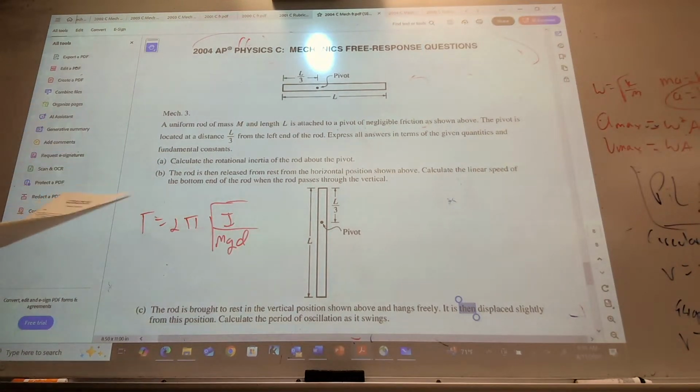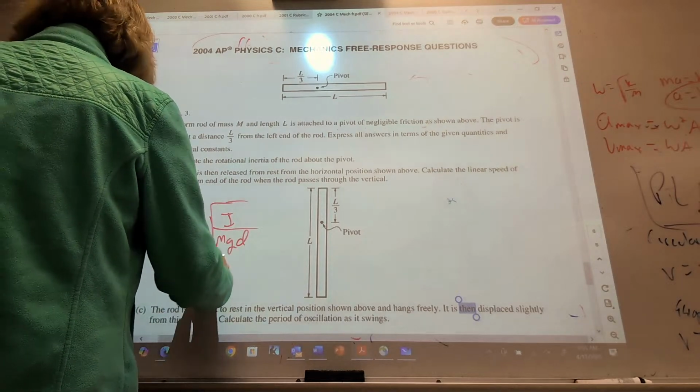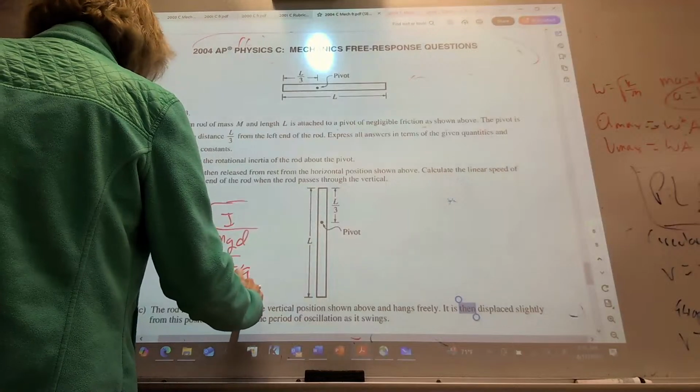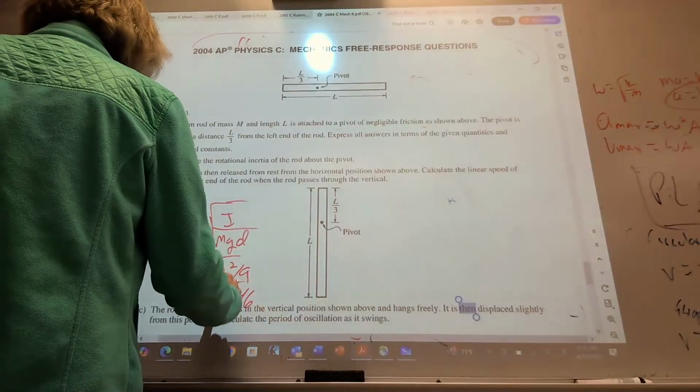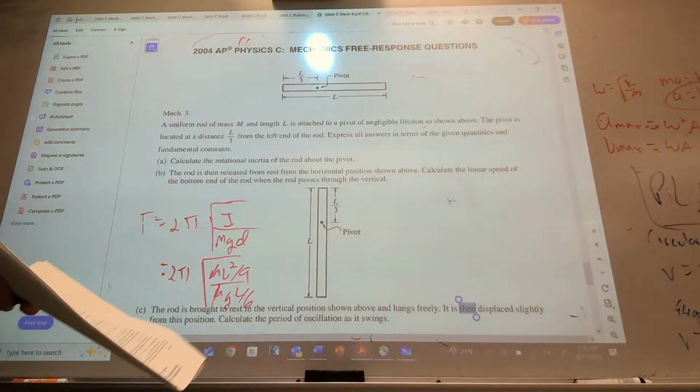Okay, so you plug in your inertia, ML squared over 9, then you plug in L over 6. You can cancel your m, you can cancel one L. You simplify that, just show me your answer.